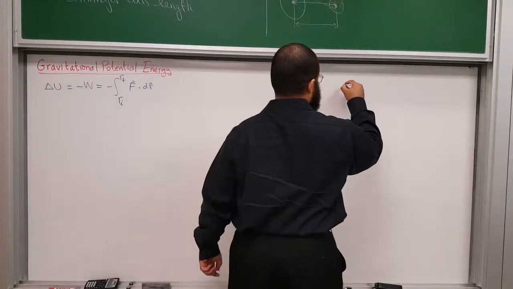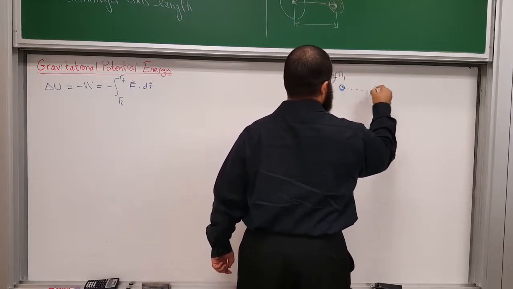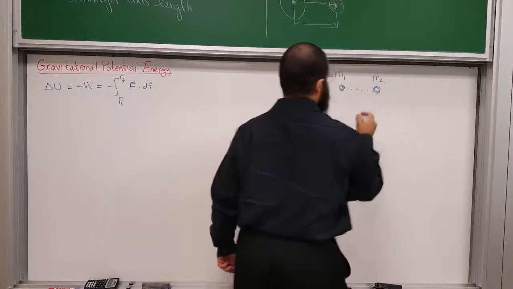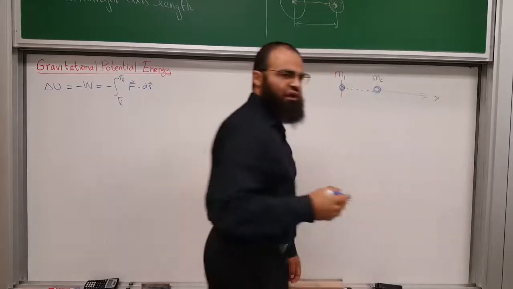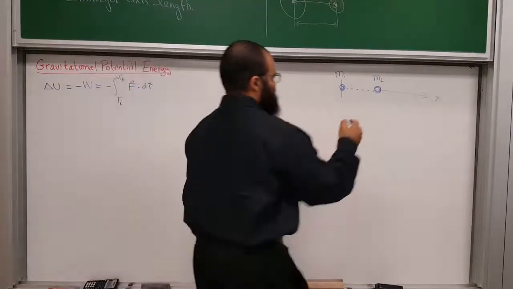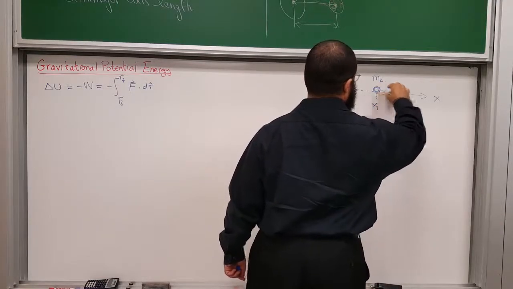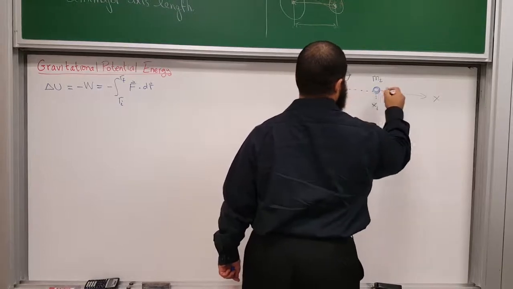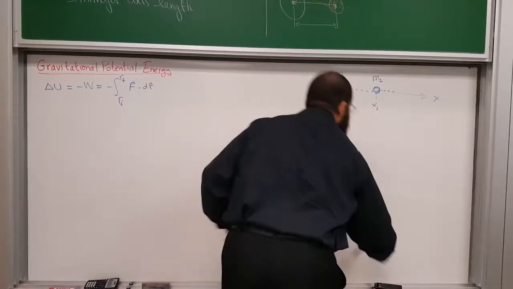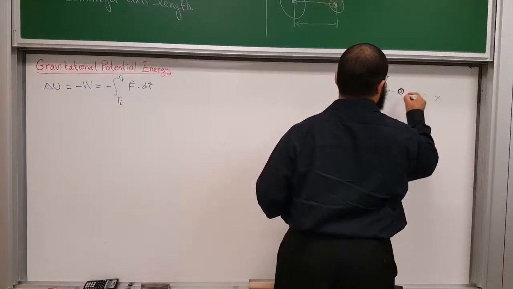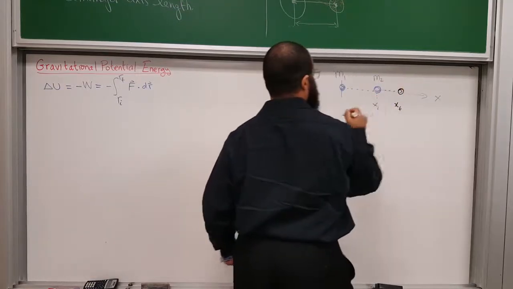So let's say you have a mass 1 here, and here is mass 2, and let's orient them along the x-axis to make everything easier. This is the initial position, x initial, and a little bit later, the planet has moved here, at some x final. This is M2. It has moved from here to here.